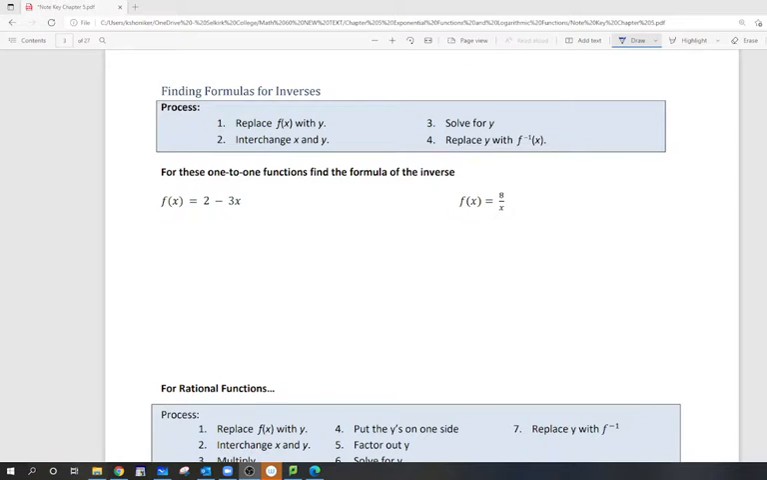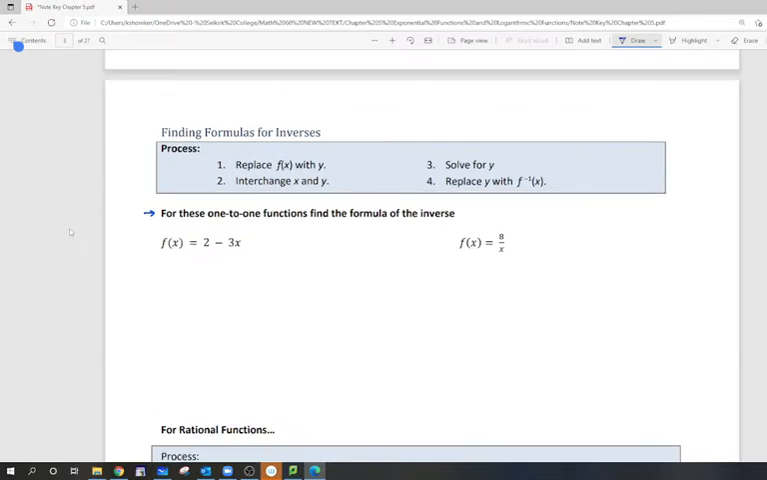So part 2, we're going to move on from just defining an inverse and defining if something is one-to-one to dealing with one-to-ones. So we are going to be finding the formulas for inverse functions where they are one-to-one. You'll notice that the wording in the question always starts with "for these one-to-one functions," okay? And so what we're going to do first is find the formulas of inverses.